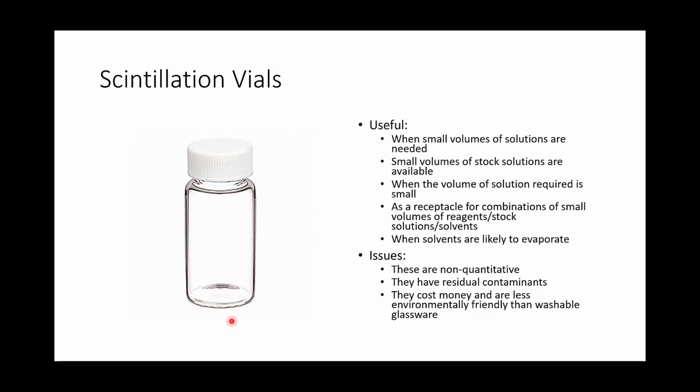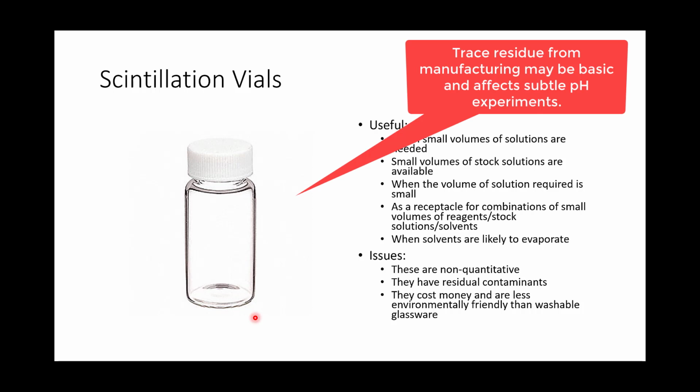One other piece of glassware you might find useful are scintillation vials, and these are not quantitative pieces of glassware, but these are receptacles that we can place aliquots of our solutions, our stock solutions, or our solvents into. So they're valuable perhaps when solvents are likely to evaporate. We can put the cap back on. Again, we just need to remember, if we're working with small volumes, these are fantastic, but they're also non-quantitative. Sometimes we might find they have residual contaminants that come directly from the factory that certainly have some pH value, or they might be somewhat basic.